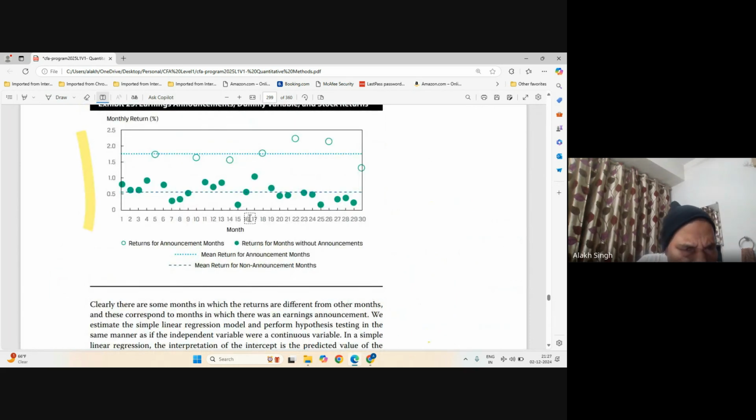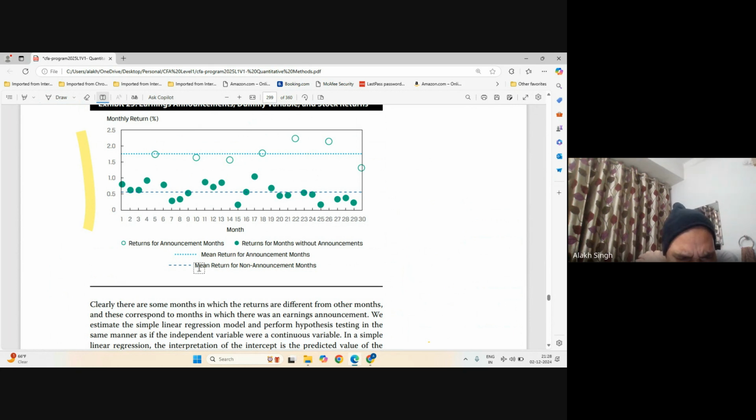This one is month and this one is return. So where is earning? This is month, and this is return, so this is not earning. Return is profit. Return for month without announcement, and mean return of the announcement of month. The mean return of the announcement month is slightly above 5%. That comes out to be 0.53, and that is your B0.